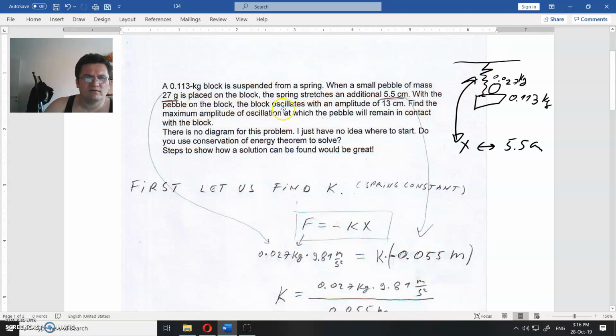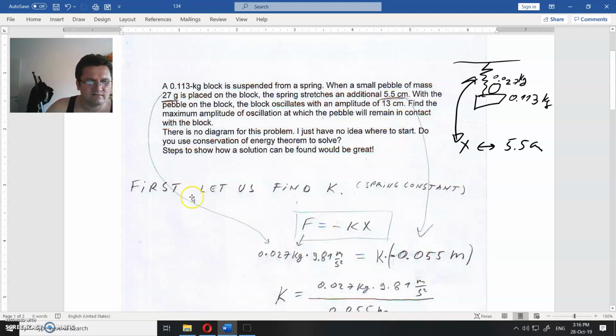Okay, with the pebble on the block, it oscillates with an amplitude of 30 centimeters. So we just place it, and it will go up and down, up and down, up and down. Find the maximum amplitude of the oscillation at which the pebble will remain in contact with the block. Okay, this is a multifaceted problem.